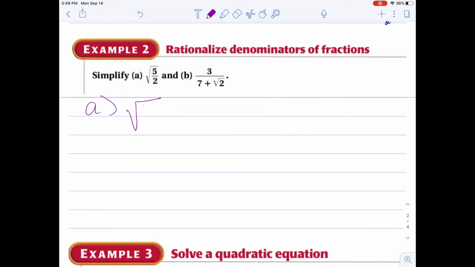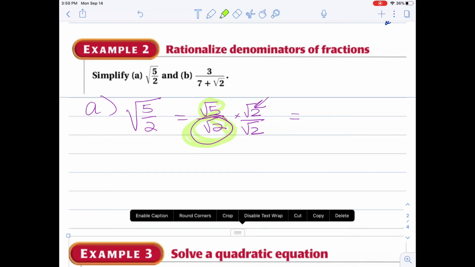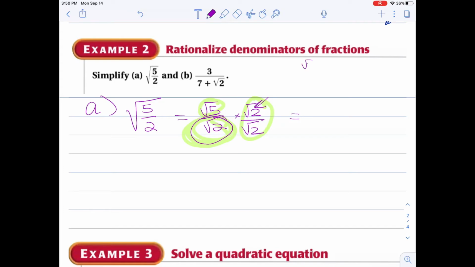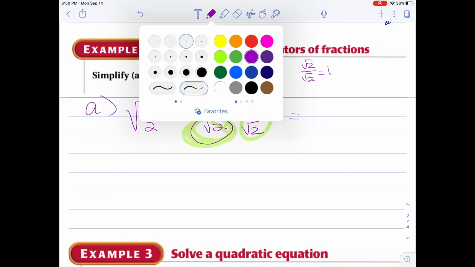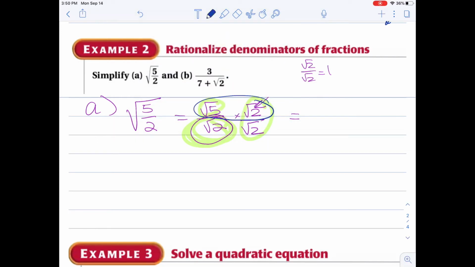So let's practice part A, where we have the root of 5 over 2. So we're going to use the quotient property, the root of 5 over the root of 2. The issue is not the numerator, because in the numerator you can have the root, no problem. But the issue is the denominator. So we're going to rationalize it. When it's just the root of 2, we're literally going to multiply times itself on top and bottom. Now keep in mind, the root of 2 over the root of 2, anything over itself, is just 1. So I'm not changing the value.